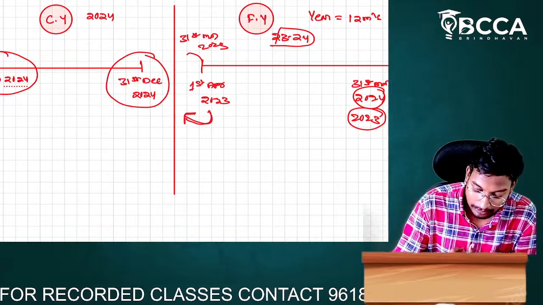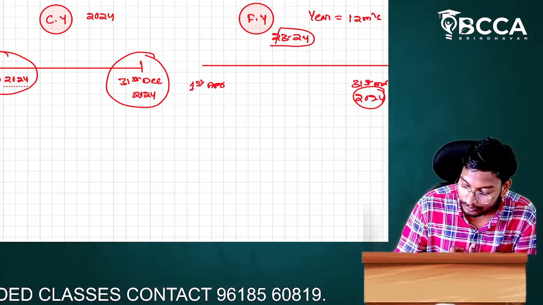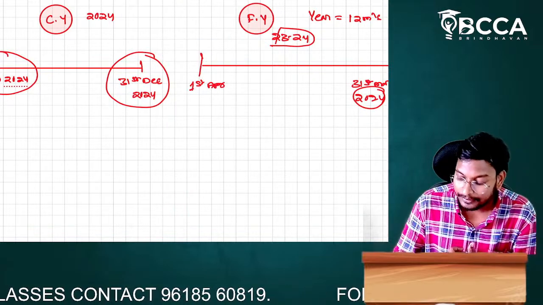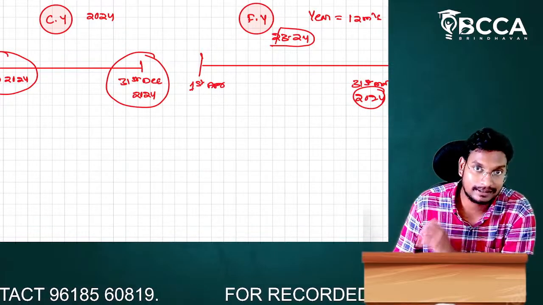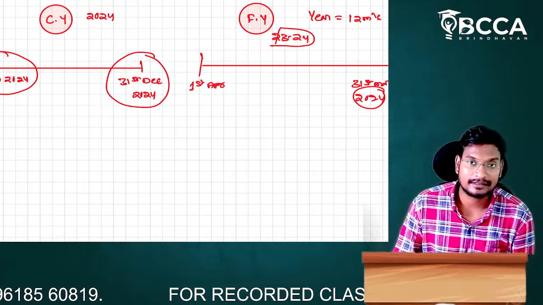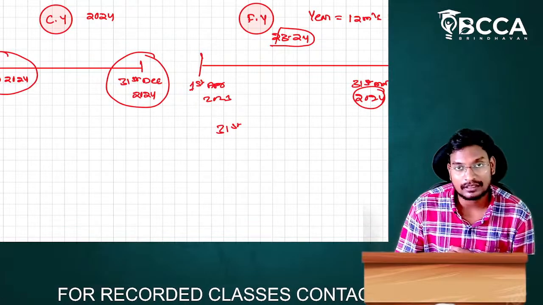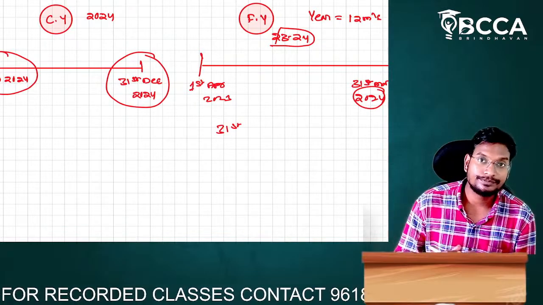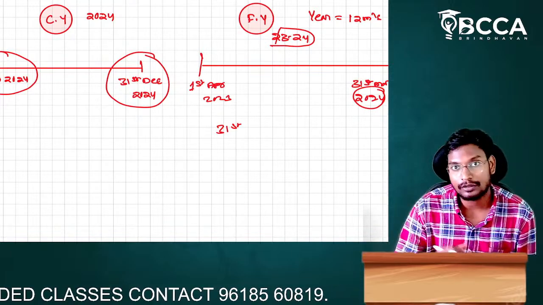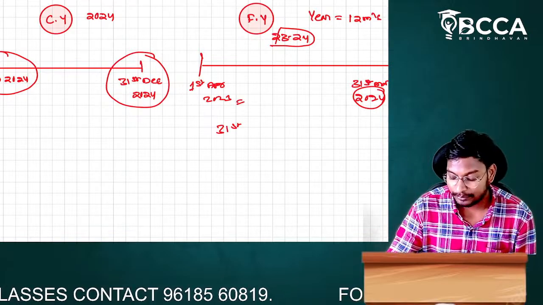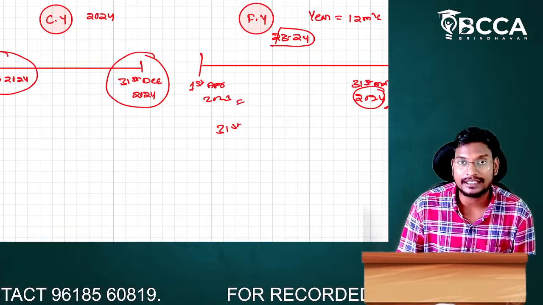That means here we have to write 2024, but we do not write 2023. We can check. Up to 31st December, the 2023 year will be completed. After that, we have January, February, March, which is 2024. Here the year begins from 1st April 2023 and ends on 31st March 2024. That is the financial year 23-24.